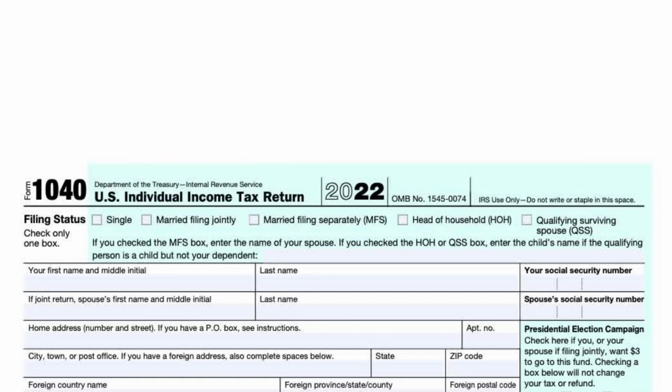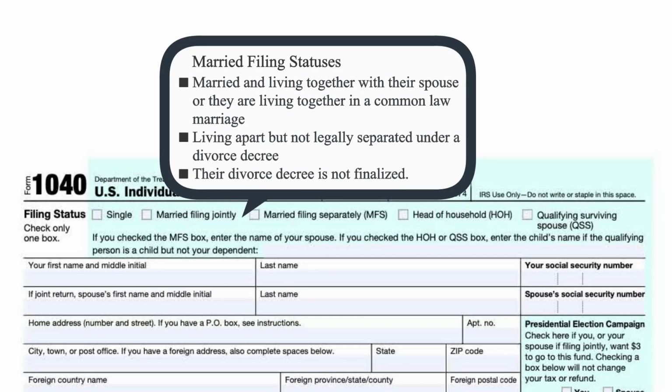For the married filing statuses, an individual is considered married if they are married and living together with their spouse, or living together in a common law marriage. They are living apart but not legally separated under a decree of divorce, or they are considered separated due to the fact that their divorce decree is not yet finalized.